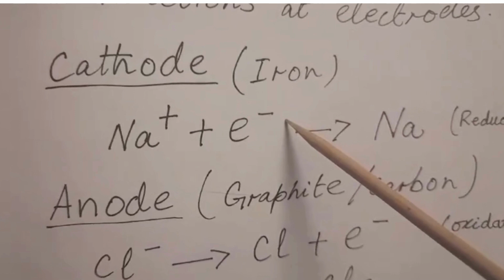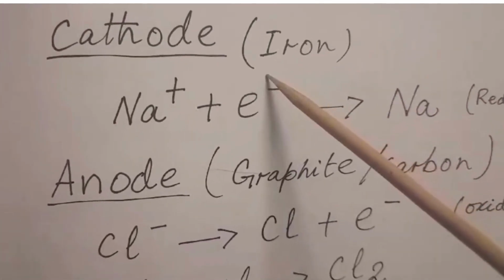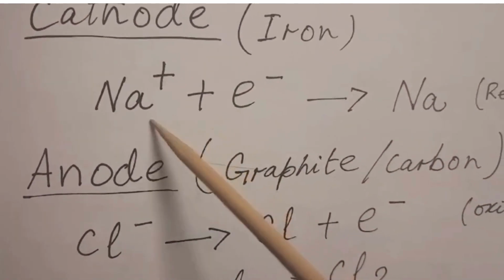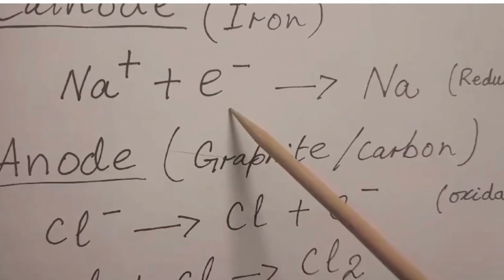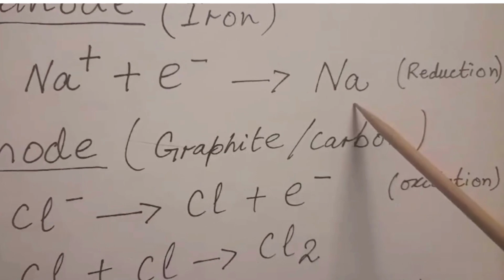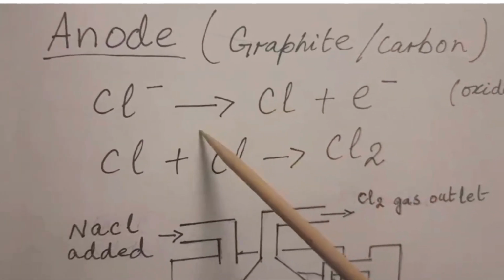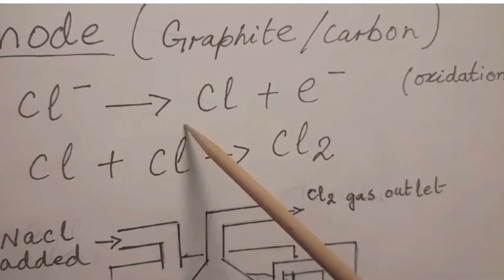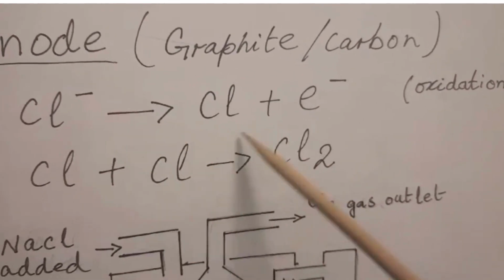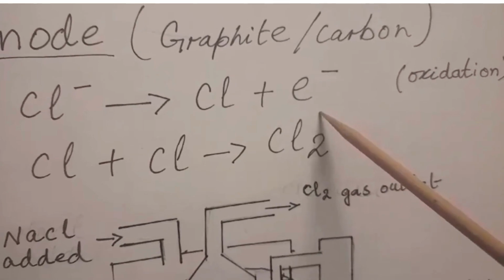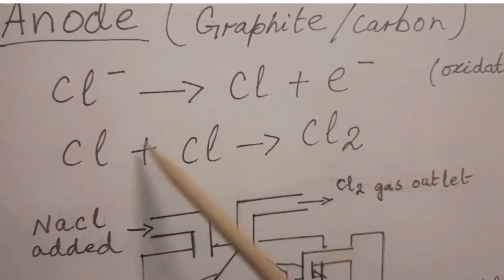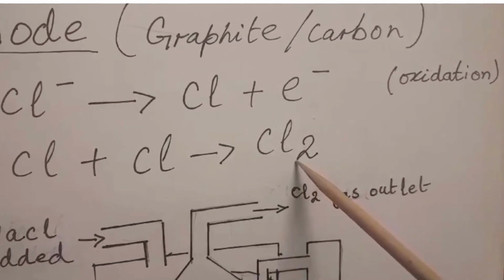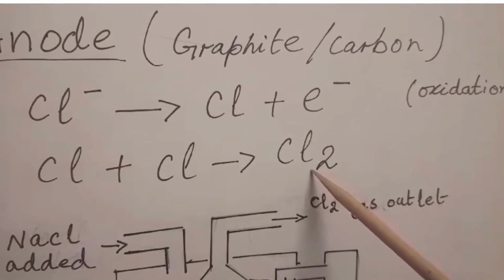And here are the reactions which are taking place at cathode. The reduction of sodium ion, Na+, by the addition of 1 electron, it is converted into neutral sodium. At anode, the oxidation of chloride ion is taking place. The chloride ion is losing 1 electron, and the 2 neutral chlorine atoms make the molecule of chlorine, Cl2.